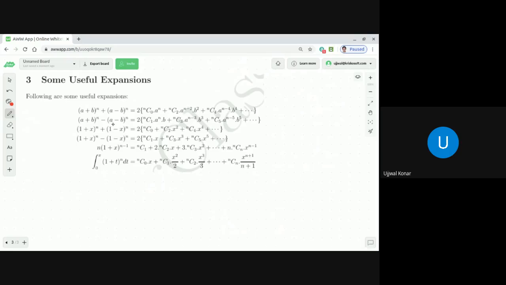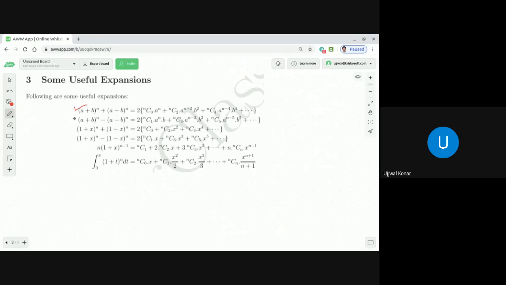(a plus b) power n plus (a minus b) power n is equal to 2 into [nC0 a power n plus nC2 a power (n minus 2) b square plus nC4 a power (n minus 4) b power 4, and so on]. This is the first one. The second one is (a plus b) power n minus (a minus b) power n is equal to 2 into [nC1 a power n into b plus nC3 a power (n minus 3) b power 3 plus nC5 a power (n minus 5) b power 5, and so on].